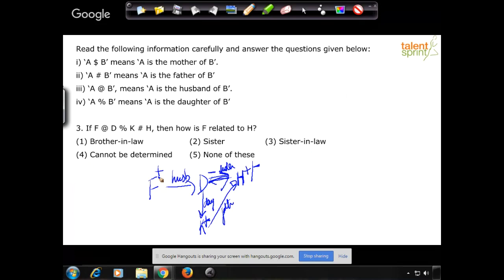Therefore, like some of you have said, like Chinna Ramesh and Mohit, the answer will be option one, brother-in-law. Let's quickly go through this again as to how we got this answer. They tell us that F is the husband of D, which means that F is a male and D is a female. Then they tell us that D is the daughter of K, which again reiterates the fact that D is a female. Then they tell us that K is the father of H, which means that K is a male. Since D and H have the same father, D and H may become brother and sister depending on the gender of H. But irrespective of the gender of H, D will always be a sister to H, which means that F will be the brother-in-law of H because he is the sister's husband.